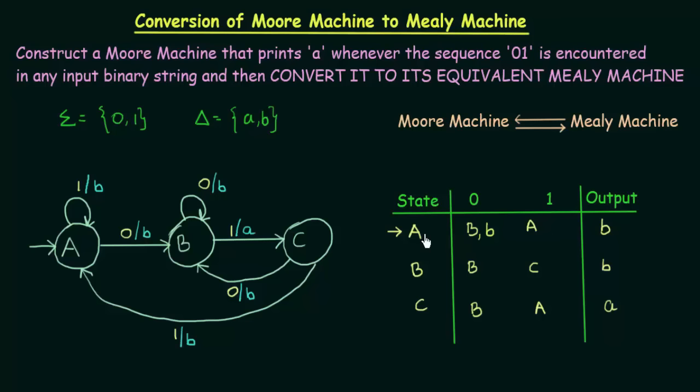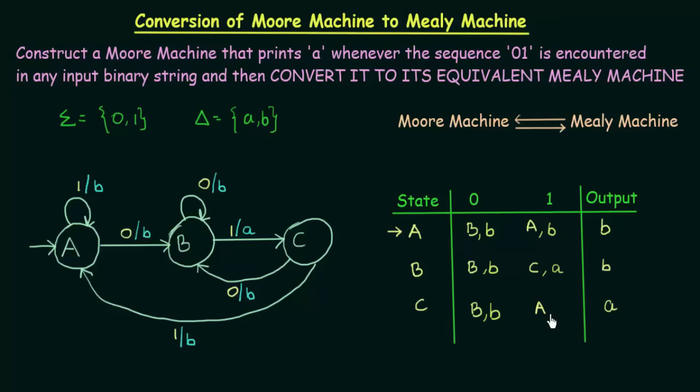Now let's come to state B. On input 0, it goes to B itself, and what is the output associated to B? It is small b. And on input 1, it goes to state C, and what is the output associated to state C? Come to state C and look, it is A. So here I'll write A. And come to the last state, state C. On input 0, it goes to B, and what is the output associated to B? It is small b, so I give a small b here. And C on input 1 goes to A, and what is the output associated to A? It is small b.